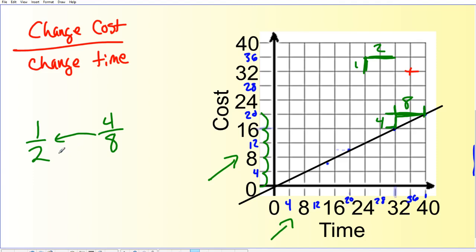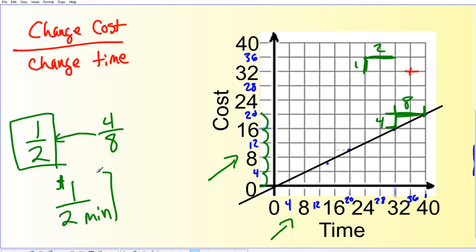So slope is 1/2. That is the change in cost with respect to time. So the change in cost is $1 for every 2 minutes. Change in cost with respect to time. That's probably on their sign that says how much they charge for you to use their internet. They probably have a sign that says $1 is for 2 minutes.